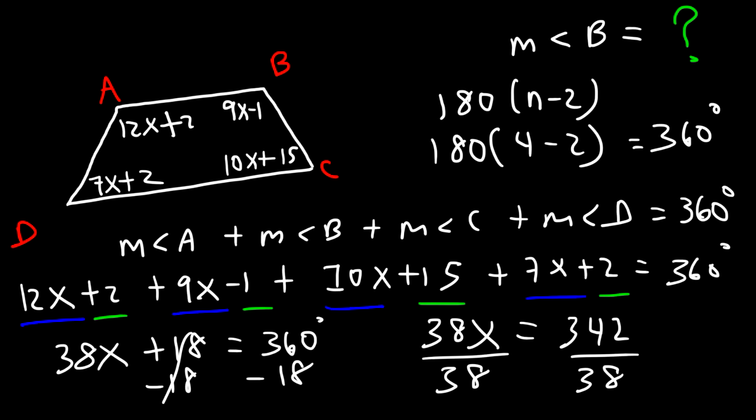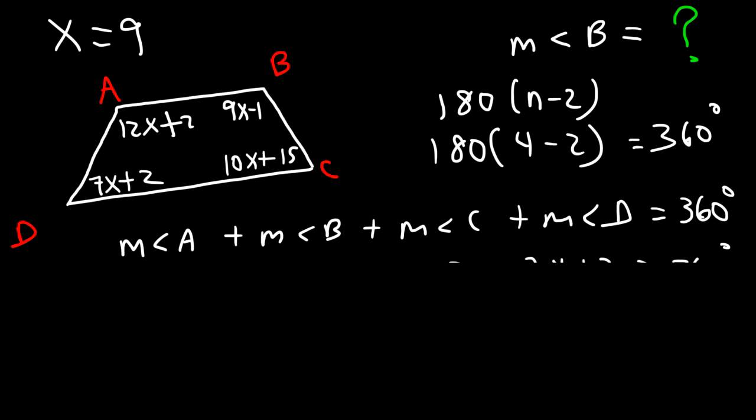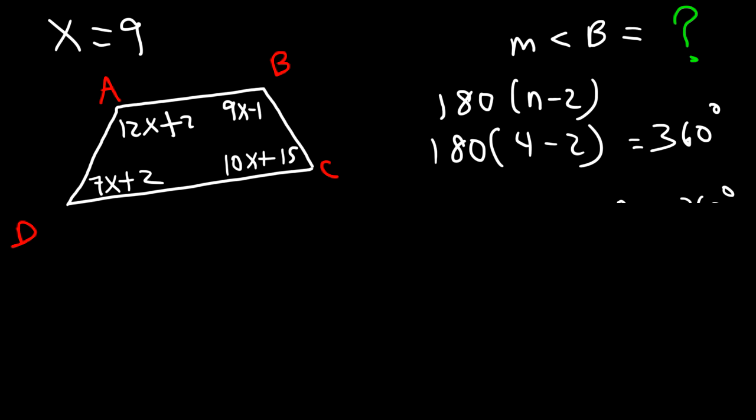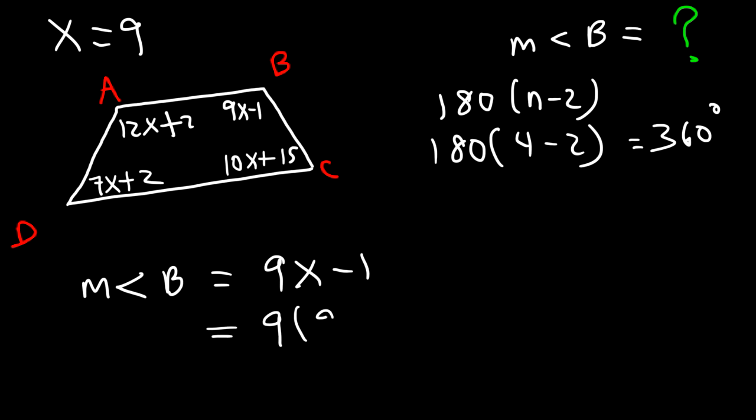342 divided by 38 is 9. So now that we have the value of x, we can calculate the measure of any angle that we want. So our goal is to find the measure of angle B. And angle B is 9x minus 1. And x itself is 9.